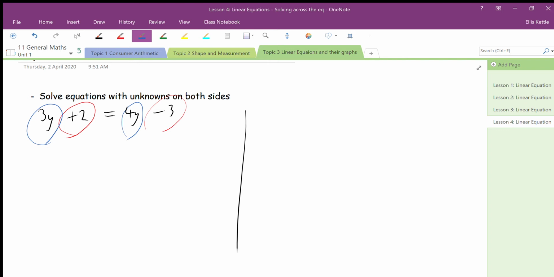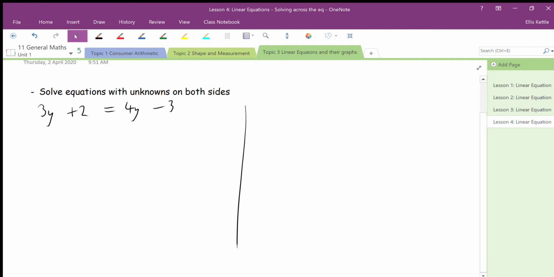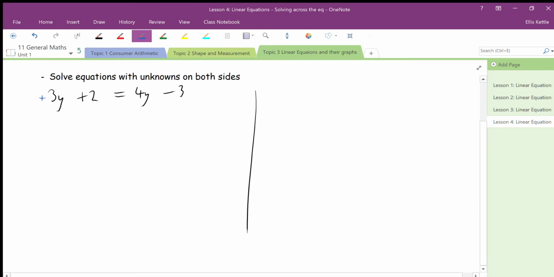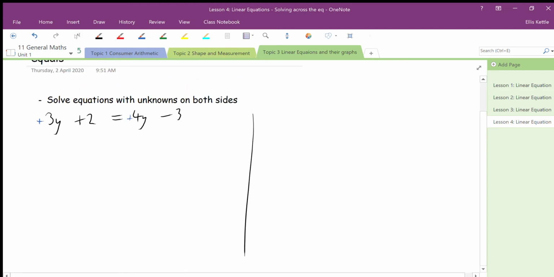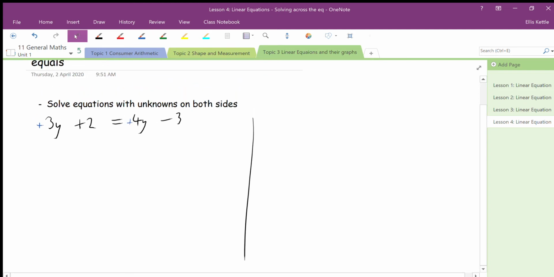For me, I'm going to be thinking about it a little bit beforehand. This is 3y on the left. What would it become on the right? Well, it's positive, and what's the opposite of positive? It's not actually written there, but this is actually plus 3y, as this over here is plus 4y. It's not written, but we know that that's true. So how do I get rid of 3y? Well, I've got to take 3y away.